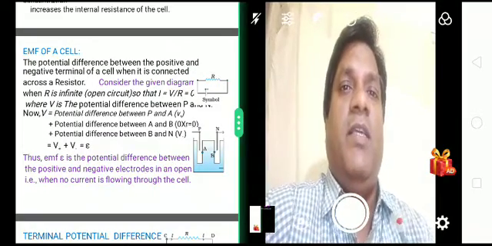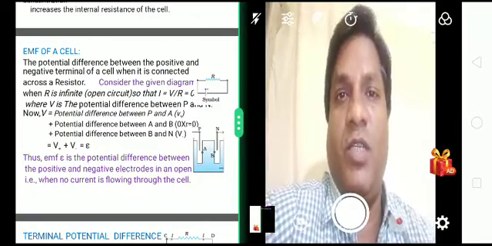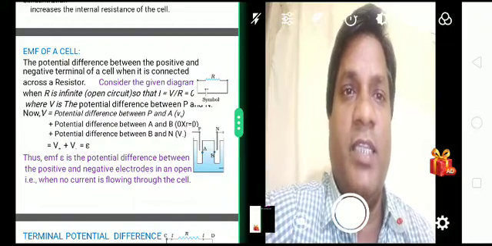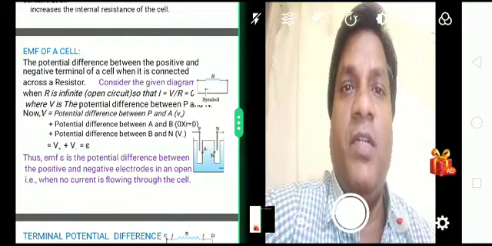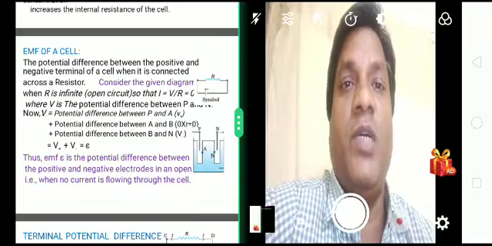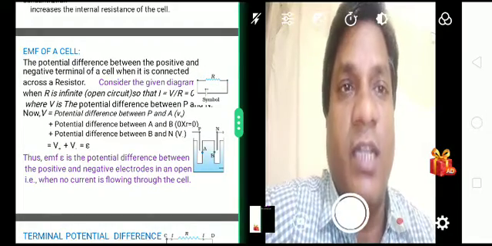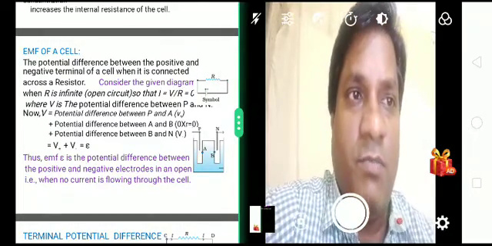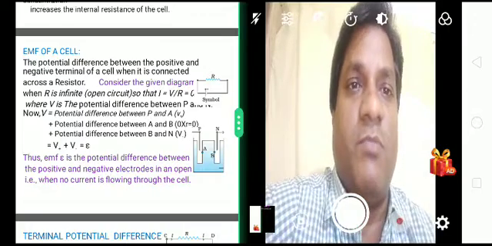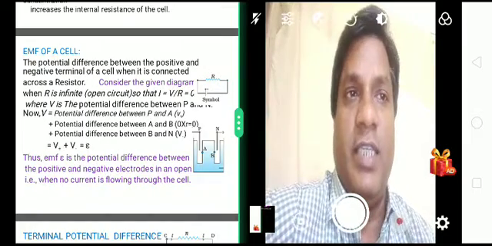So EMF is the potential difference between the positive and negative electrodes in an open circuit. That means when no current is flowing through the cell, then the potential difference between the two terminals of the cell is called its EMF.